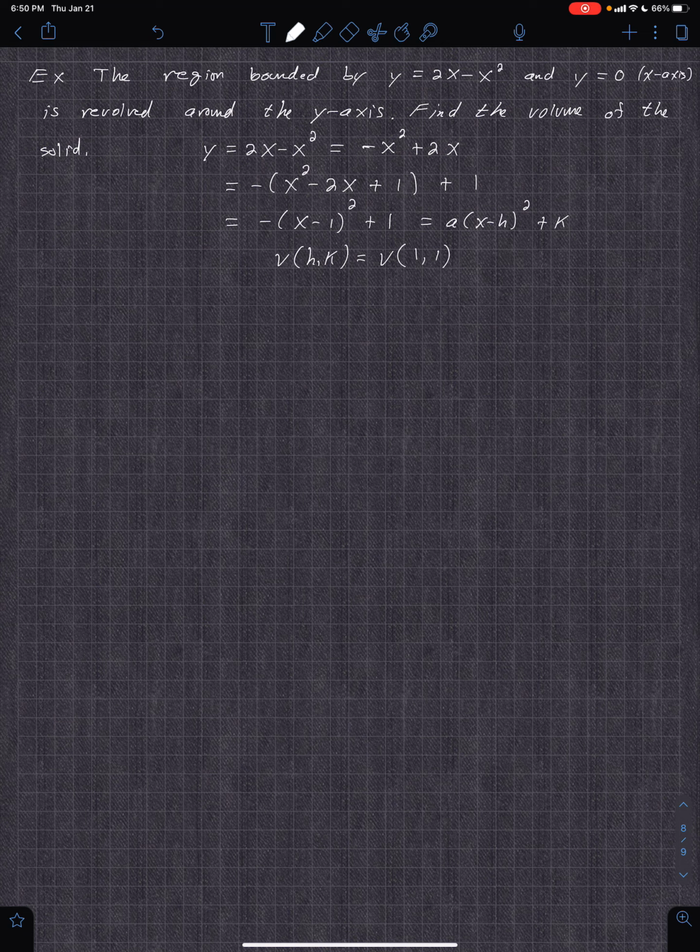And it opens down, right? It opens down like that, because a is negative 1. Then we can factor. Going back to the original one, 2x minus x squared, we can find the roots. Factor out an x and you get 2 minus x. So the roots are 0 and 2. Okay, we're doing good here. Let's go ahead and graph that.